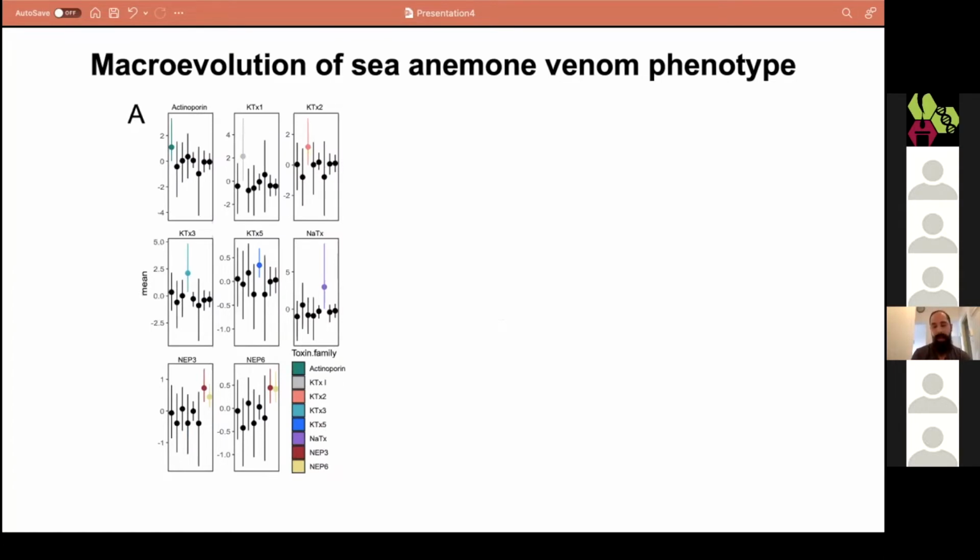We then wanted to understand what constraints are acting on the combinations of venom components or toxin families and the toxin families themselves. So we performed phylogenetic covariance analysis. And from this analysis, we found that indeed very little constraint is acting on these combinations of toxins, with the exception of NEP3 and NEP6, which are 2 toxin families found to be exclusively expressed in the nematocytes, hinting towards maybe some sort of synergy between these 2 different toxin families that have very different activity.